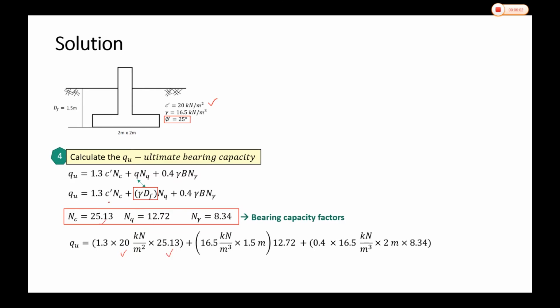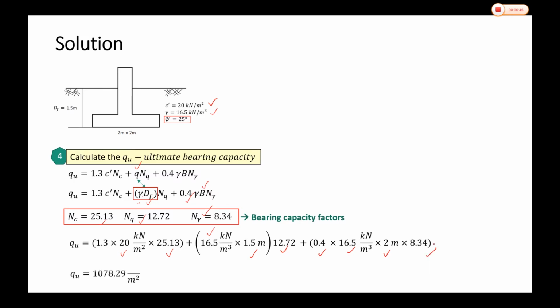This is the NC. Plus, for the Q here, we have the gamma times dF. So this is the unit weight, 16.5 kilonewton per meter cube, times the dF, which is 1.5 meter. And don't forget to multiply by the bearing capacity factor NQ. Now we have the last term, which is 0.4 times the unit weight, gamma 16.5, times the width, or the B here, which is 2 meter, and times the bearing capacity factor N gamma.